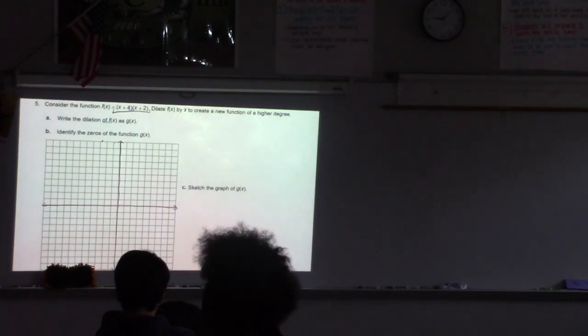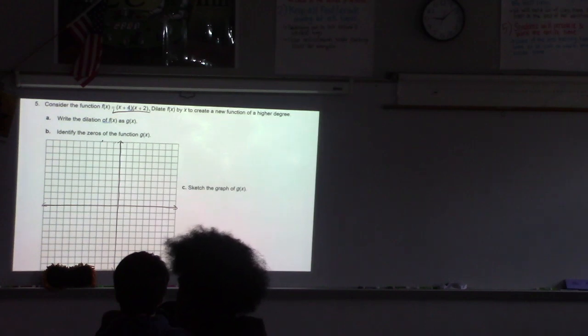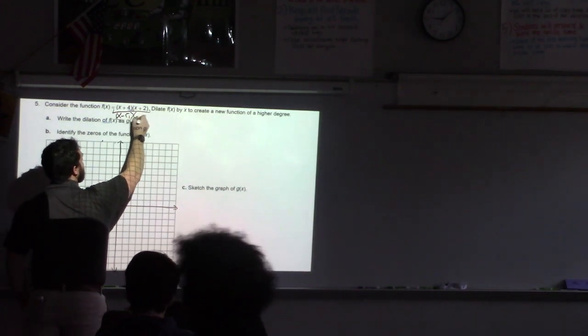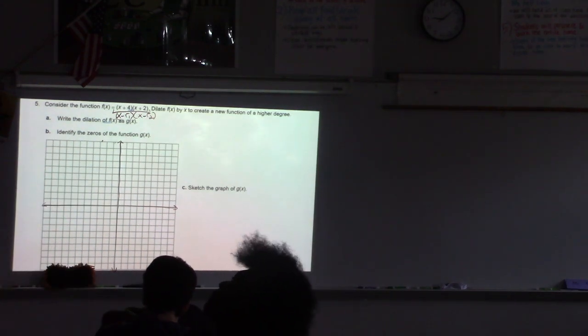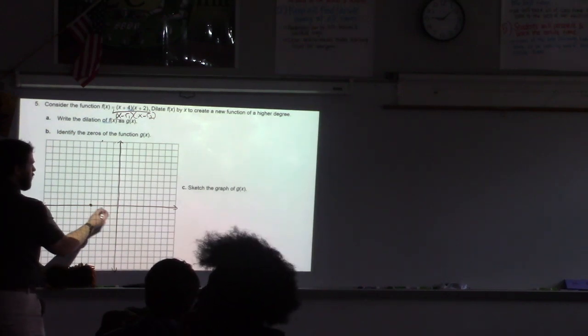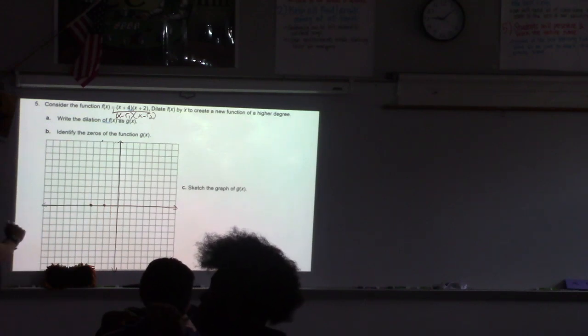Y'all got to remember, this is one thing that a lot of us were missing. I saw a lot of people say 4, 0 and 2, 0. But you've got to remember, in factored form, it's x minus r1 and x minus r2. You always need the opposite. It's better to go ahead and use the zero product property, set equal to zero. Okay, so negative 4, 0 and 2, 0, or negative 2, 0, those are the x-intercepts for f of x.